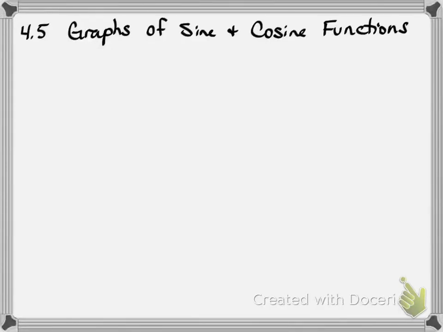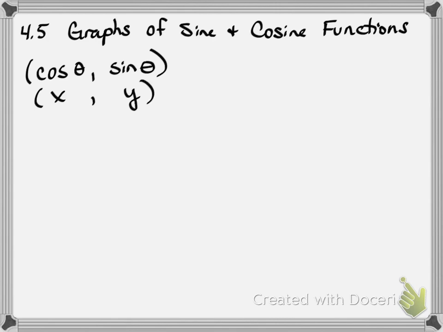Okay, we're going to learn how to graph sine and cosine. And one thing I want to remind you of is that the ordered pairs on the unit circle are in the form of cosine, comma sine. Cosine is our x value, sine is our y value.